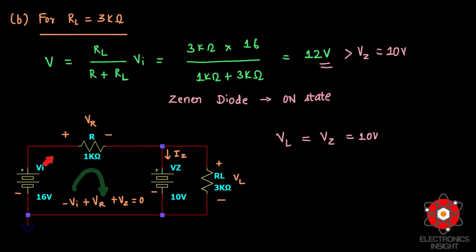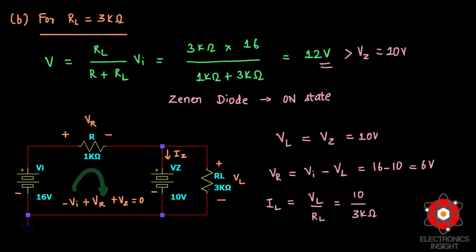Now to estimate VR across this resistance, now this network forms as a closed loop. So therefore it is minus VI plus VR plus VZ equal to 0 according to KVL. And therefore from this we can write down the equation for VR is equal to VI minus VL, which was 16 minus 10 equal to 6 volts. And similarly, we can find out what is IL. IL was equal to VL by RL. We know VL, which is 10 volts, divided by RL is here 3 kilo ohms, which is now equivalent to 3.33 milliamps.